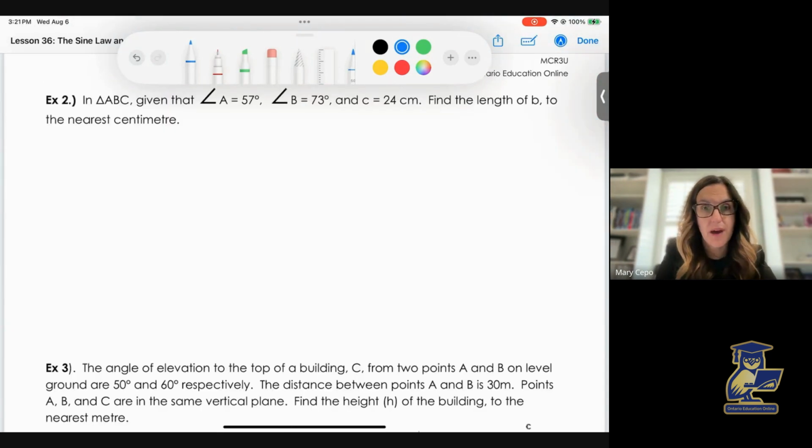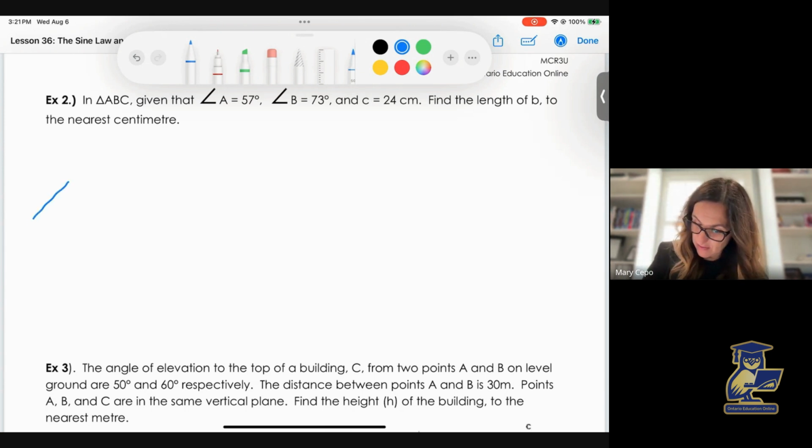In example 2, we have in triangle ABC, given that angle A is 57 degrees, angle B is 73 degrees, and side C is 24 centimeters, find the length of B to the nearest centimeter. So often we're not given the triangle, we have to draw it. It's okay not to draw to scale, I'll try my best.